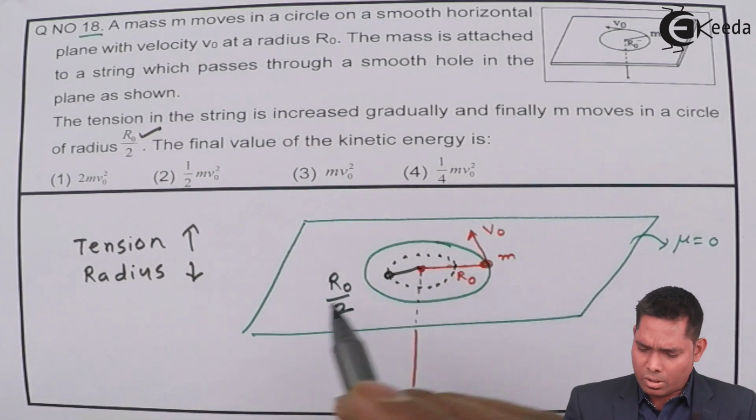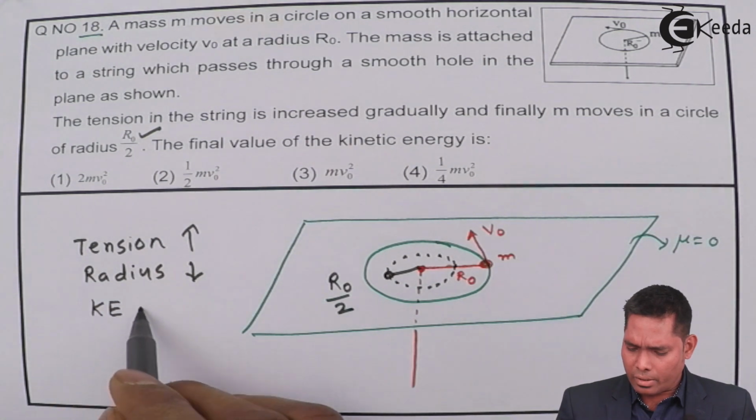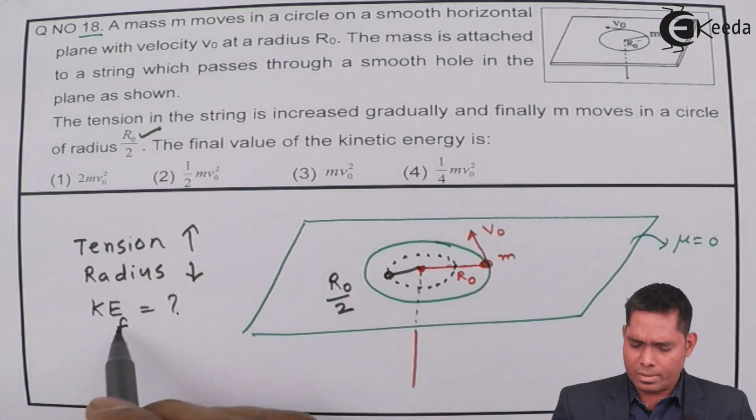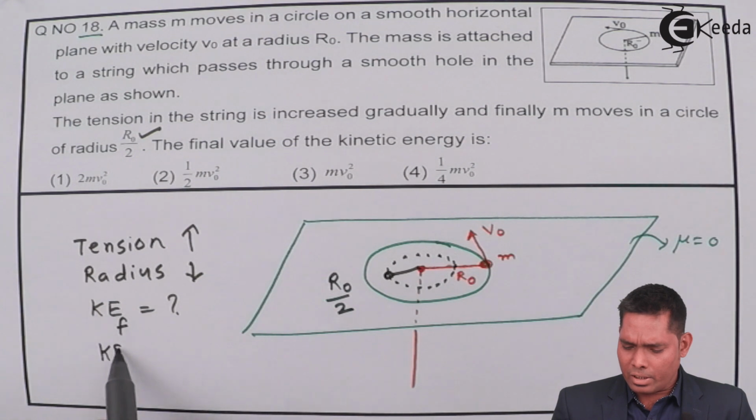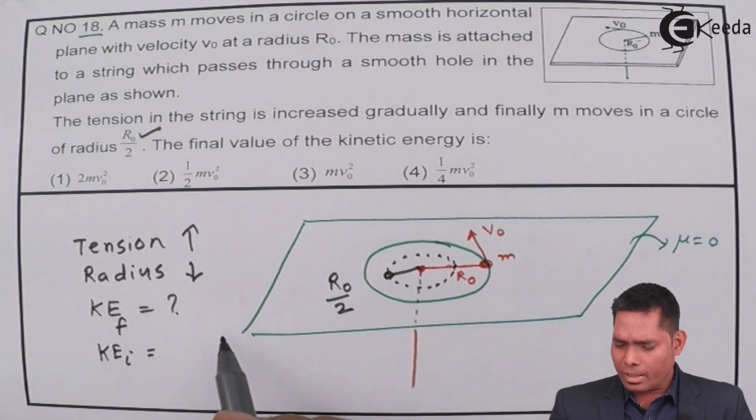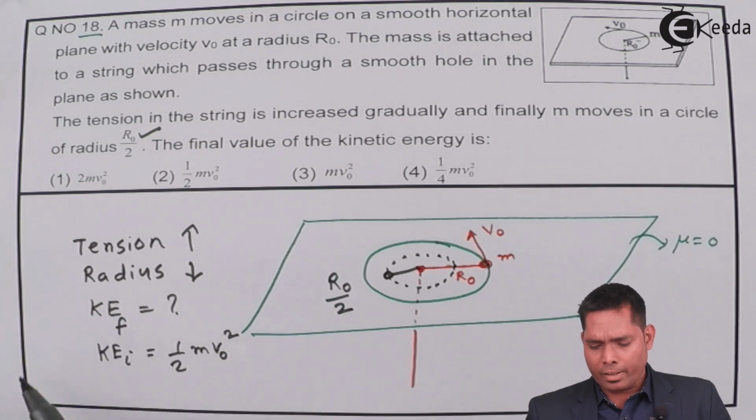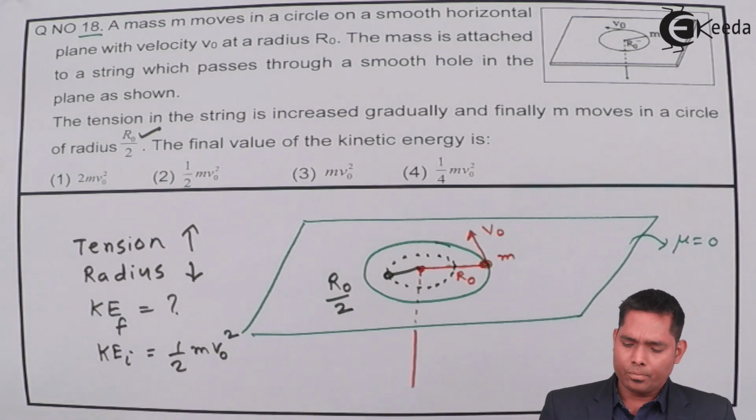The question asks for the final value of kinetic energy. In the initial case, the kinetic energy is half m v naught square. What about the final kinetic energy? That we have to find.